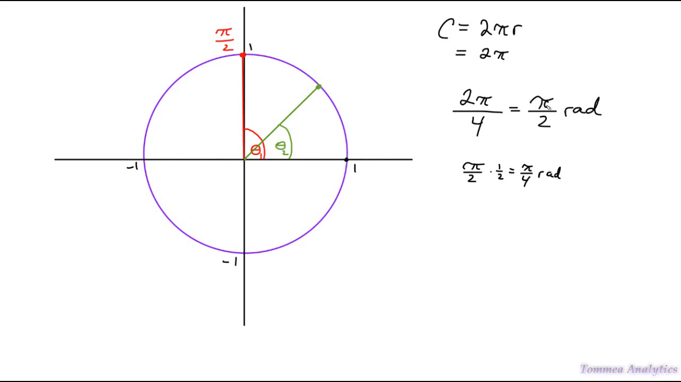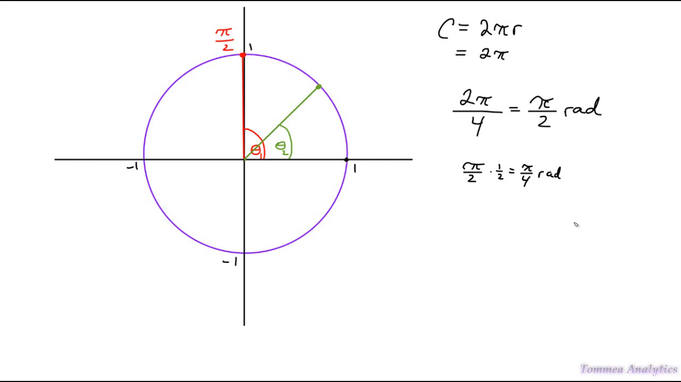Now if you look at pi over 2 radians, if we do the math on that, we take pi and divide it by 2, we get the number 1.5708. So 1.5708 radians. That does not give us yet what 1 radian is equal to.